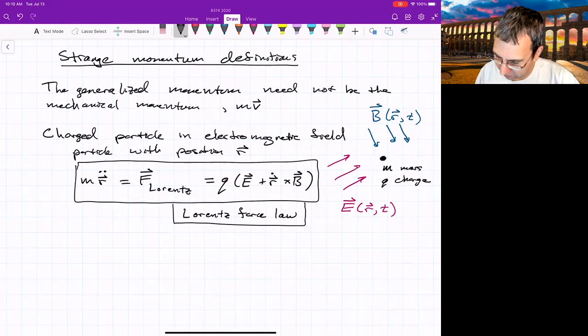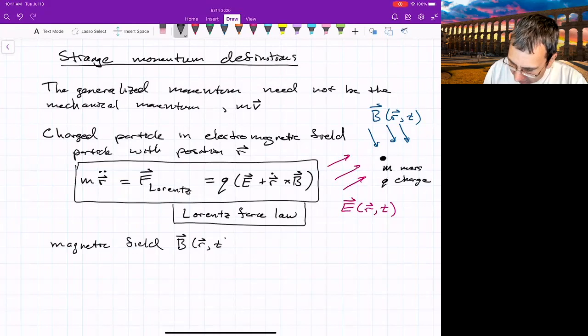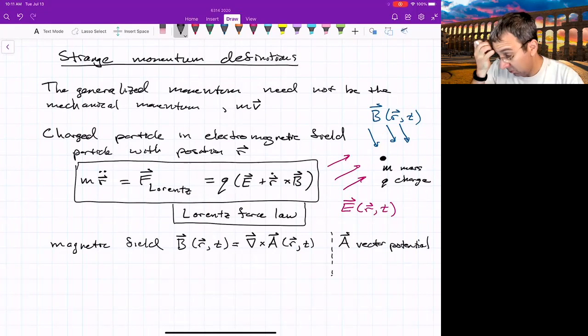We're going to go further and write the electric field and magnetic field in different ways. So the magnetic field, you can write it as coming from a vector potential. So this is the curl, del cross A. So A is the vector potential. That's what it's called. And this is kind of analogous to a scalar potential that you get from a usual force that's conservative and comes from a potential energy, which the electric field looks a lot like.